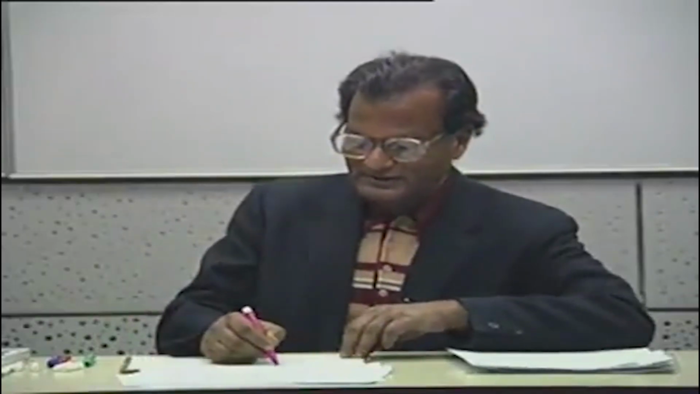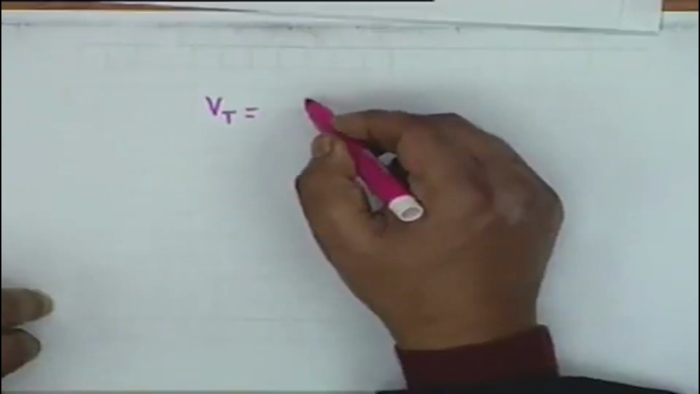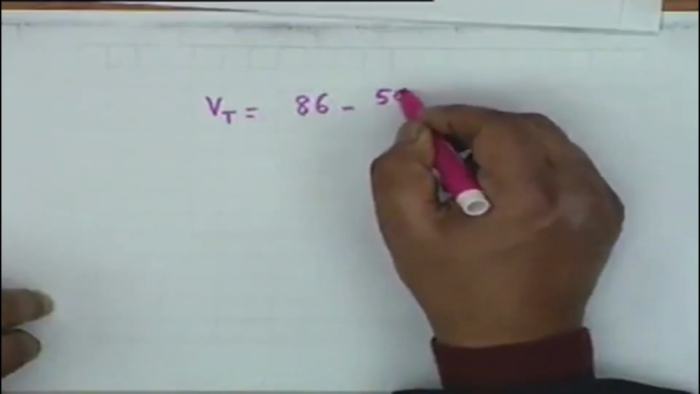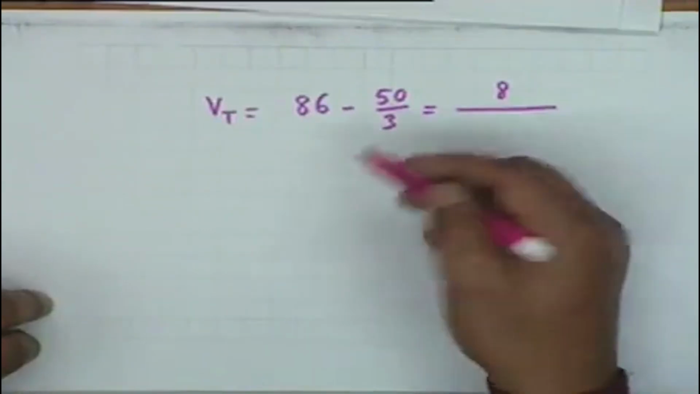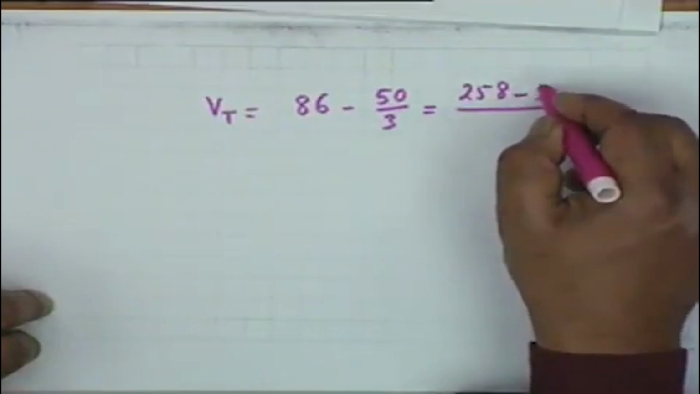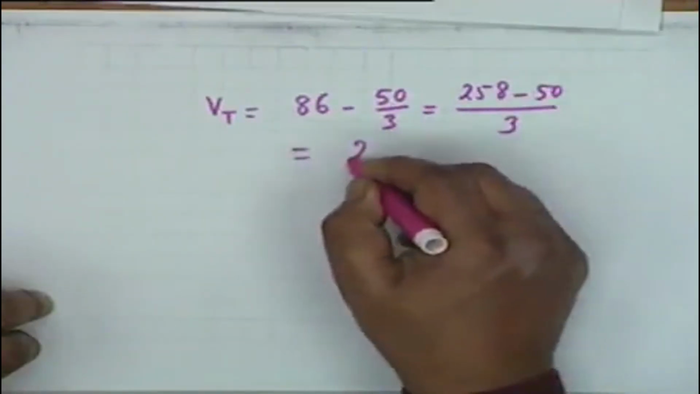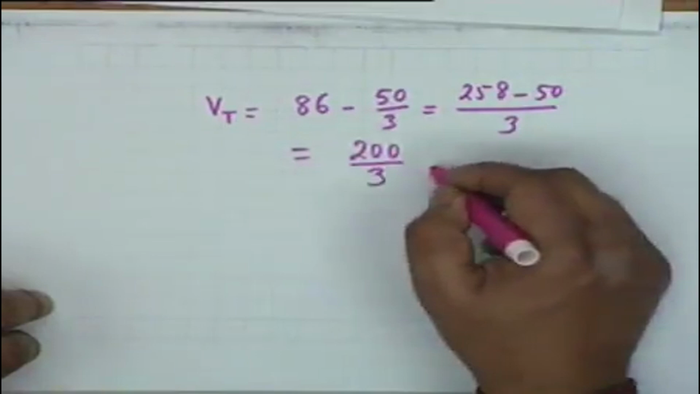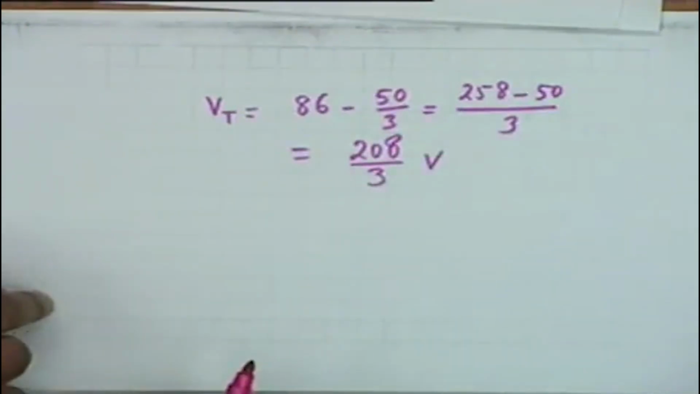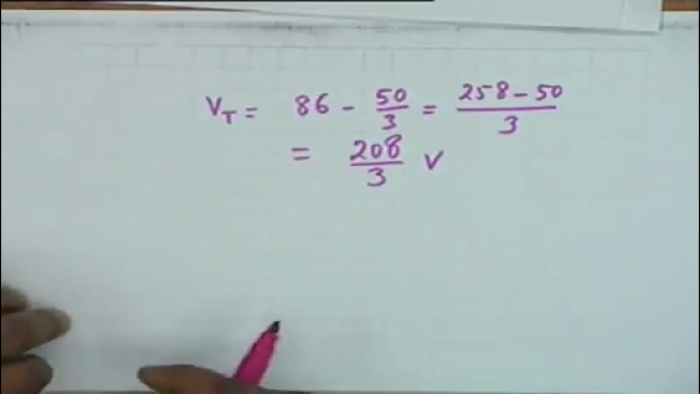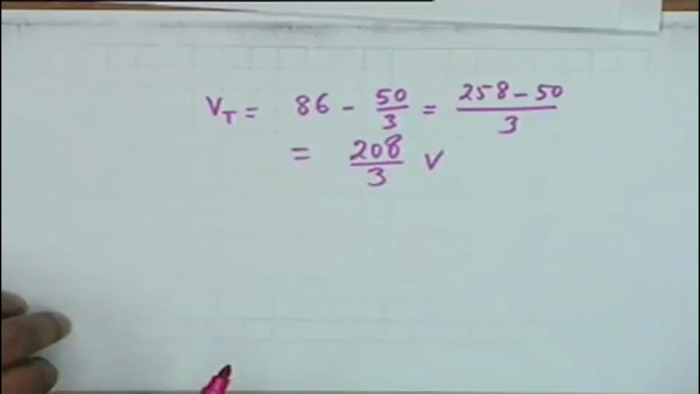And therefore VT, our Thevenin equivalent, is simply 86 minus 50 divided by 3, which is equal to 258 minus 50 divided by 3, equal to 208 divided by 3 volt. I beg your pardon, 208. This is VT. Now we want to find out RT. Let's find RT by both ways, both interpretations.